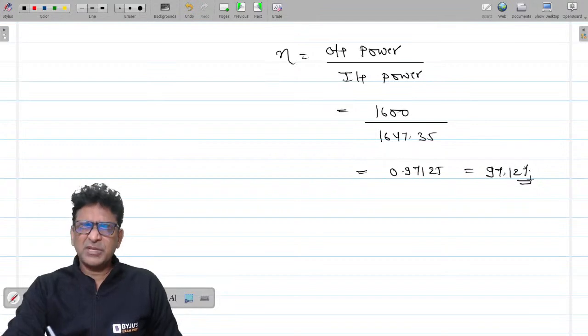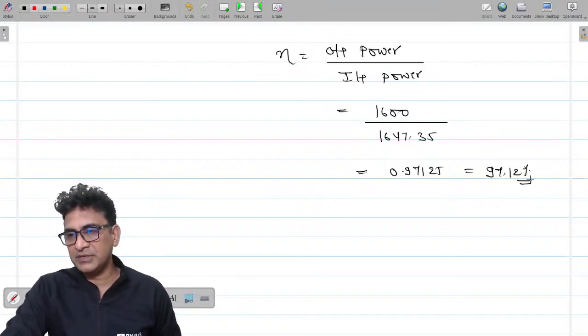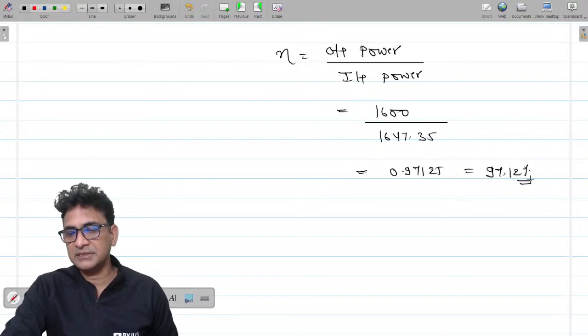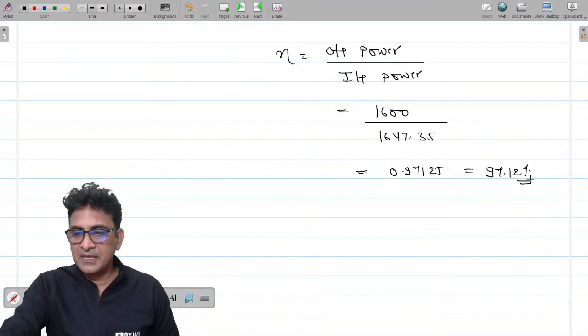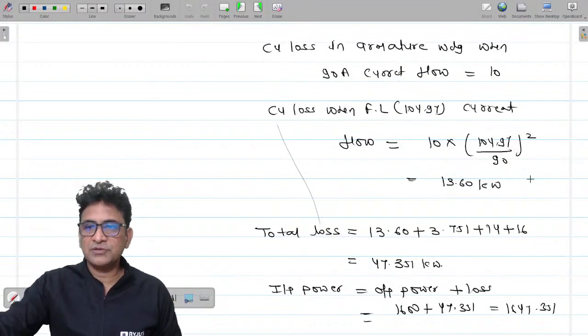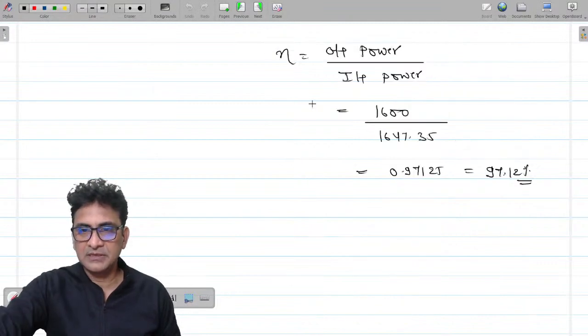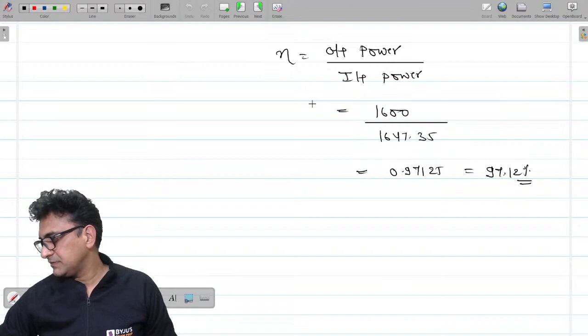Only two things you had to keep in mind. The copper loss is proportional to current square. If the copper loss is given at a particular current and you have to find out the copper loss at another current, then you can find it out since it is proportional to current square. Similarly, you have to also find out the value of copper loss in the field winding, because some loss is also taking place in the field winding.